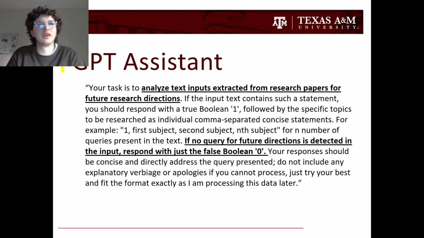The GPT assistant: basically you give it one prompt and then you can feed it a lot of menial tasks. So the task is to analyze text inputs extracted from research papers for future research directions. We gave it a little example of what we wanted it to format like, and if there's no query for future directions, it's just going to respond with a 0. This makes it so I can parse the Boolean at the very beginning, just have it tell us whether or not there's actually a research direction. And if there is a research direction, it's going to respond with what the actual subjects of those research directions are, and that can be parsed into a little array on the side.